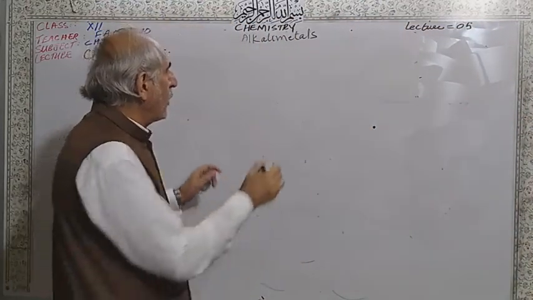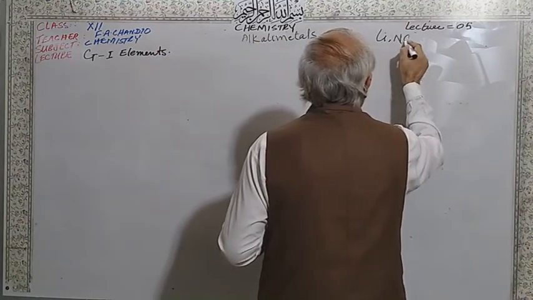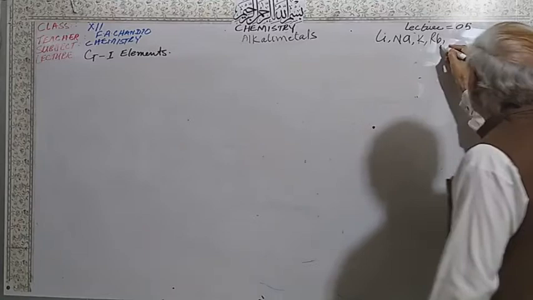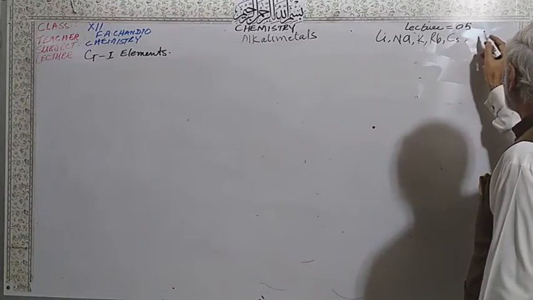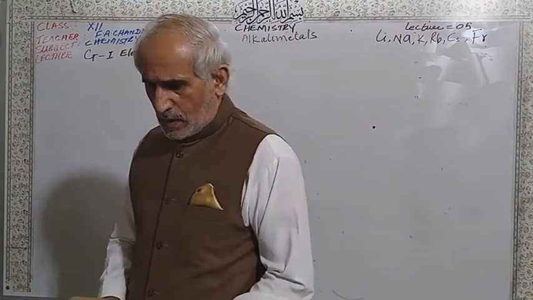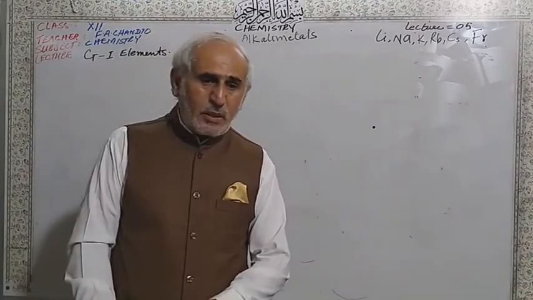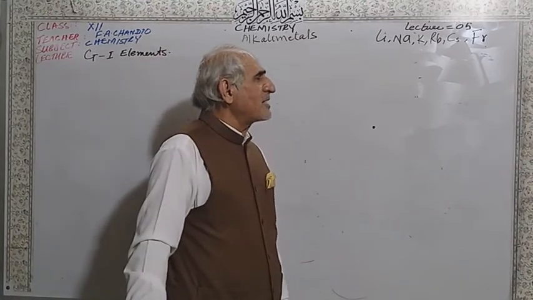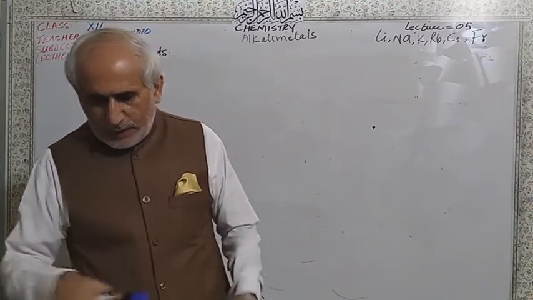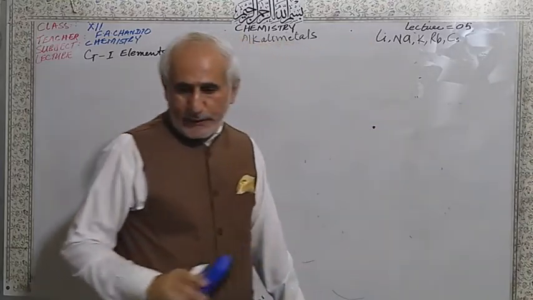Now we completed the period 3 elements, dear students. Period 3 elements we finished. Now we start group 1 elements. These group 1 elements are called alkali metals. These are called alkali metals.